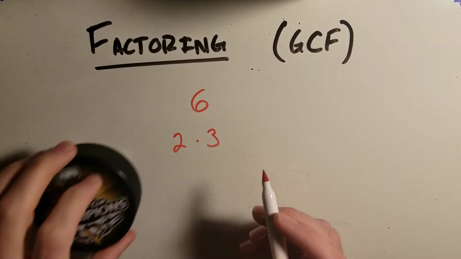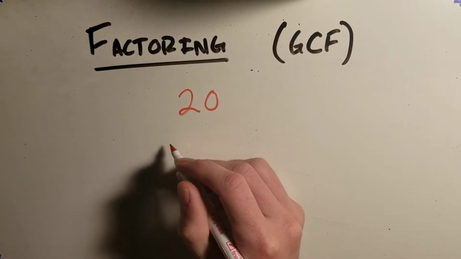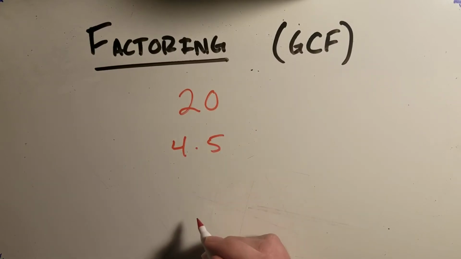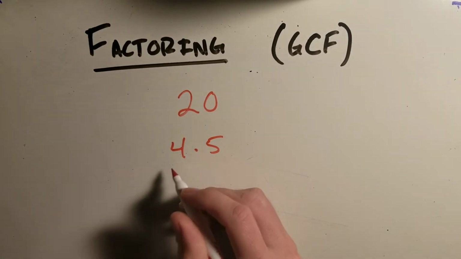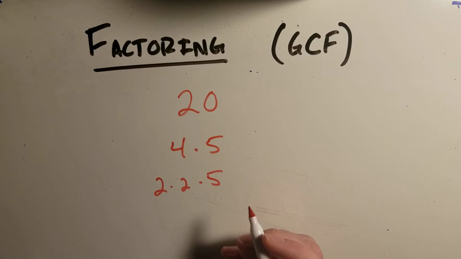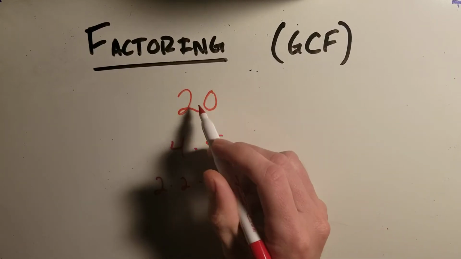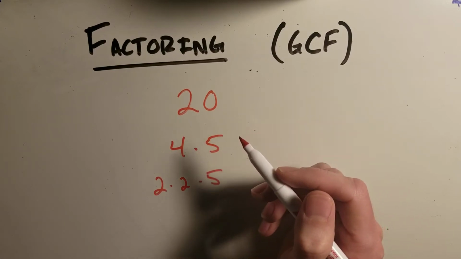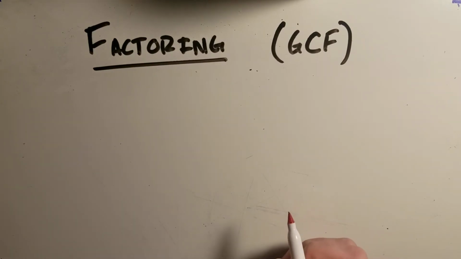Let's say we were factoring the number 20. For 20, you could do 4 times 5. But we could go even further, because 4 has factors too. You could say it's 2 times 2 times 5. And that's the prime factorization. So our goal now, instead of doing this with a 20 or a 6, is to do it with an expression, a polynomial, where we have those variables involved as well.